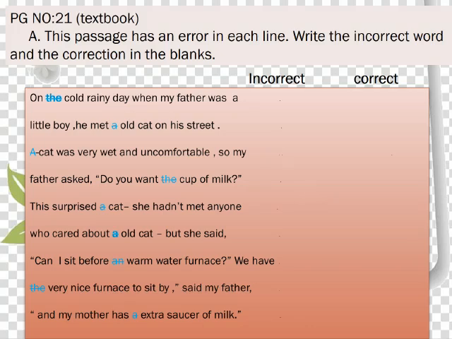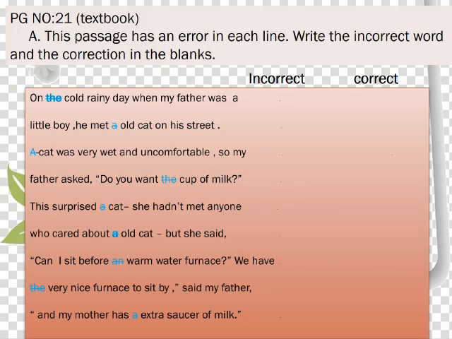The first line is, on the cold rainy day when my father was. Here, clearly article the is incorrect. It should be on a cold rainy day. So for the first answer, the is incorrect and a is the correct article. The second line is, he met a old cat on his street. Here, article a is incorrect because before the vowel sound of o, we use an old cat. So, for the second one, a is incorrect and an is the correct answer.